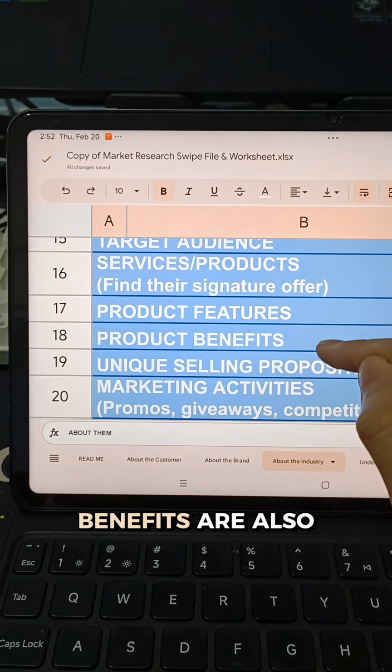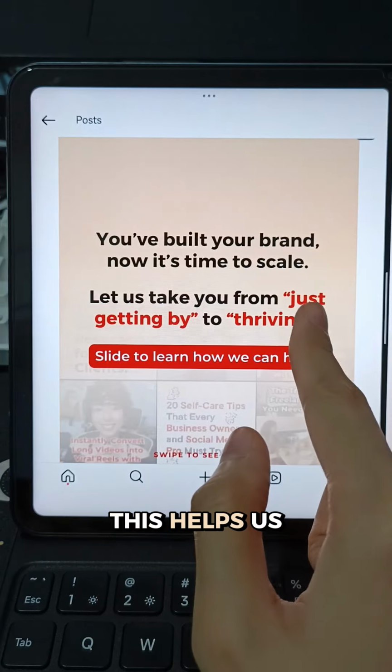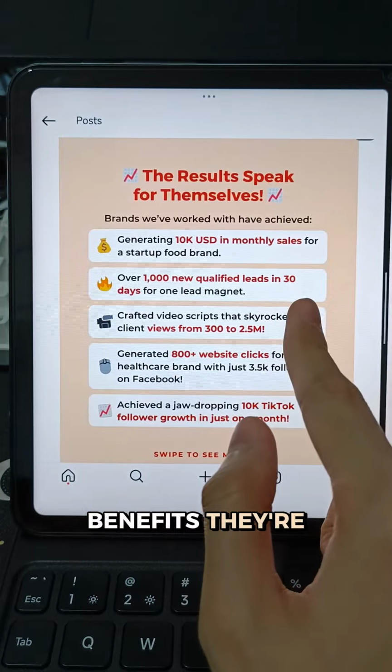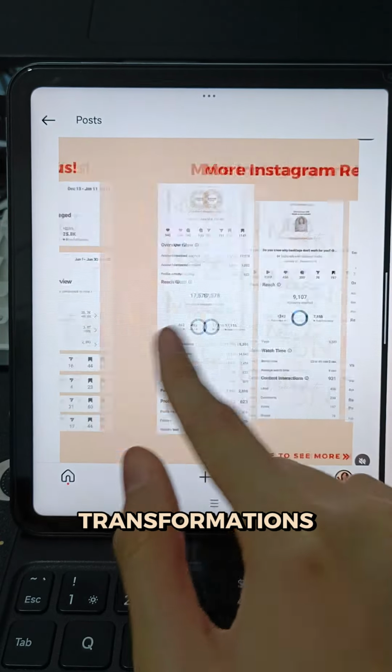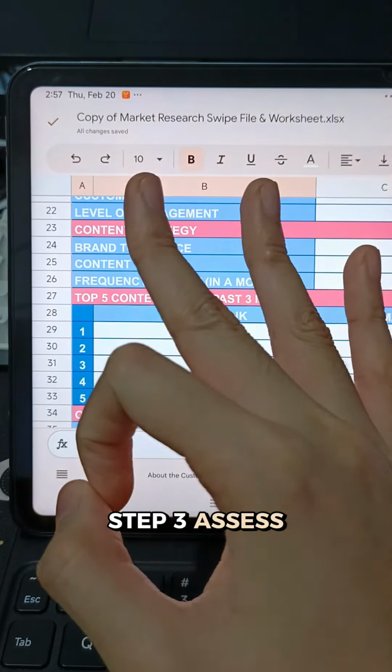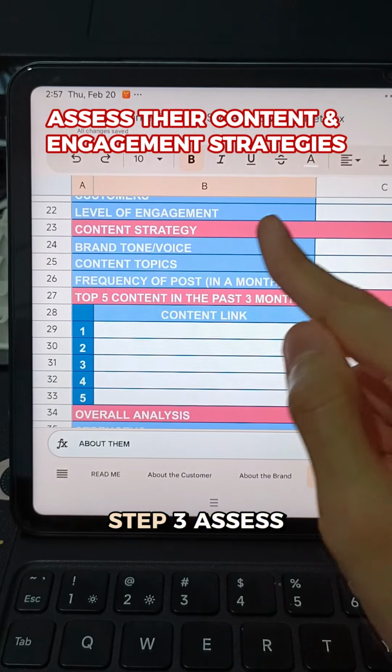What features and benefits are also included? This helps us understand the benefits they're selling and the transformations they promise. Step 3. Assess their content and engagement strategies.